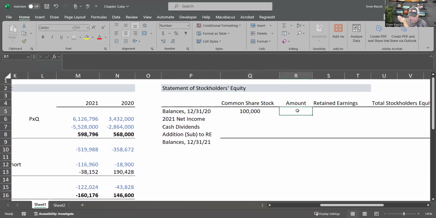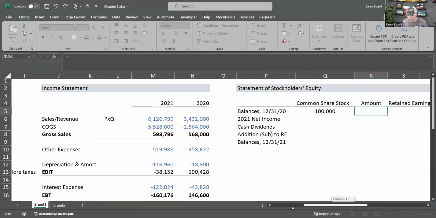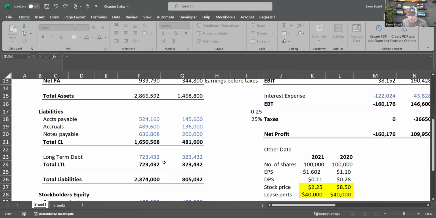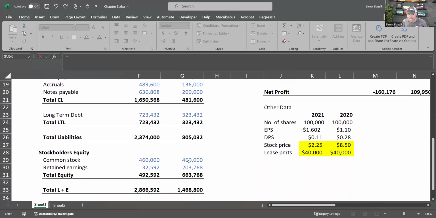Next thing I want to know, what is the amount? Say equals in that cell. I'm going to drag everything over. Make sure you put that in there. Don't just enter in the numbers when you see me do it. Hit equals in the cell, and we've got to go find it. What's going to be in the balance sheet? We're still looking at 2020. That's common stock. That's the amount of equity the company owns. I'm going to say equals.